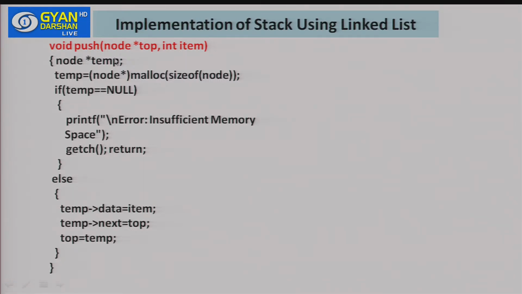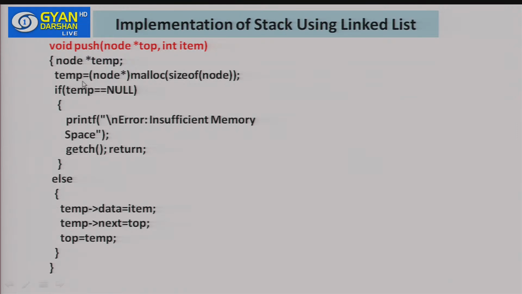So what we do in case of this linked list implementation, first of all we create a new node using the malloc function. We know that malloc is a dynamic memory allocation function. So we write temp is equal to node star malloc sizeof node. By this it will assign storage to the node, and the address of that node is there inside temp.